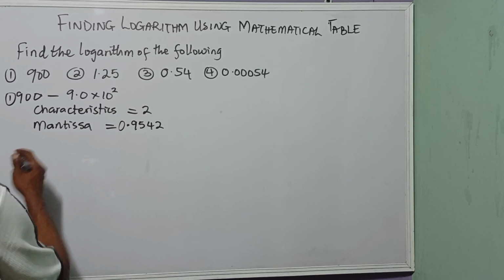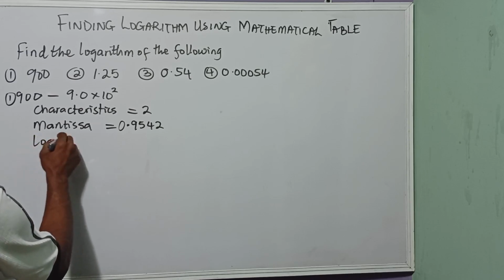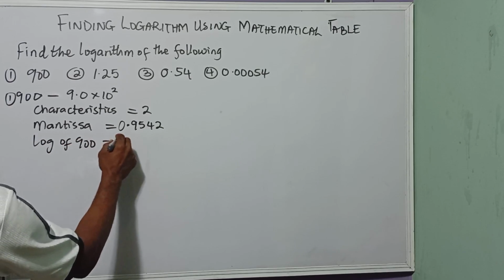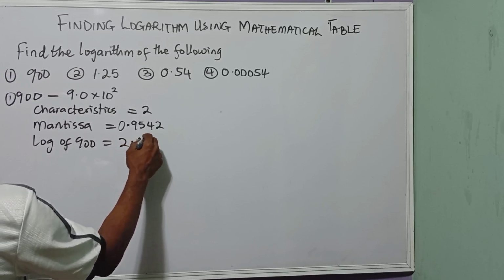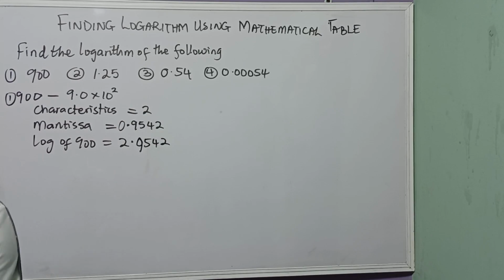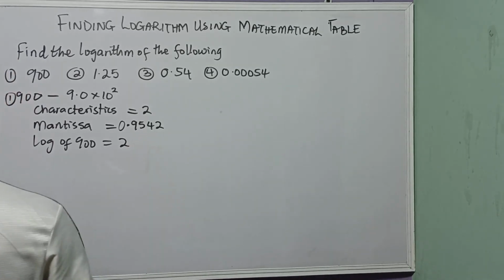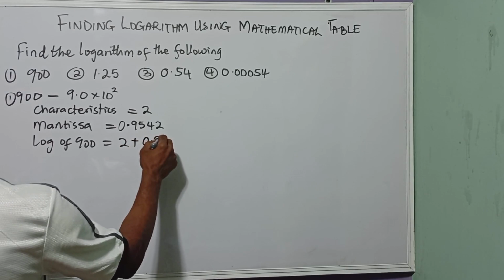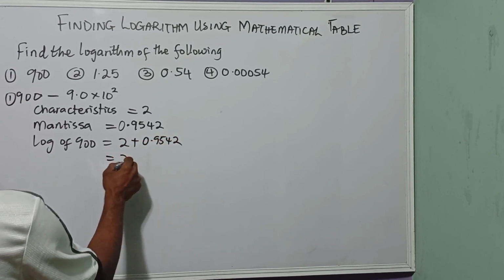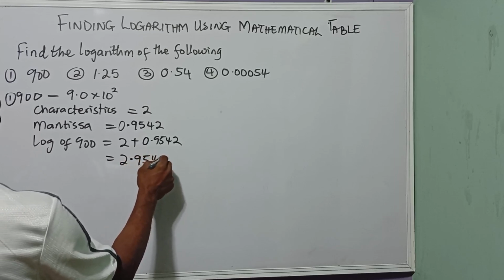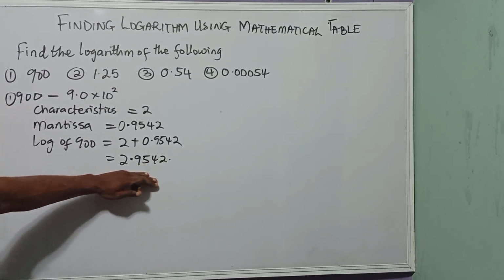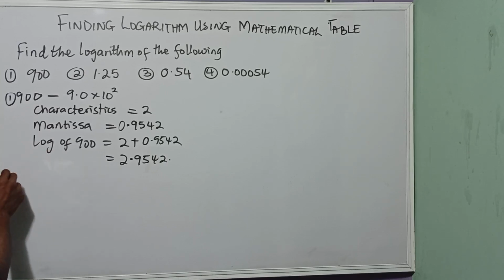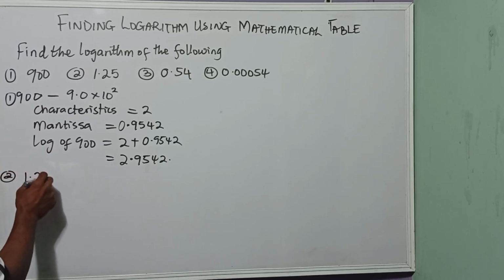Now having that, the next step says add characteristics and the mantissa. So our log of 900 would be 2.9542, having added this together. Let's do it step by step. 2 plus 0.9542 will give us 2.9542 as our log. So the log of 900 will be 2.9542.